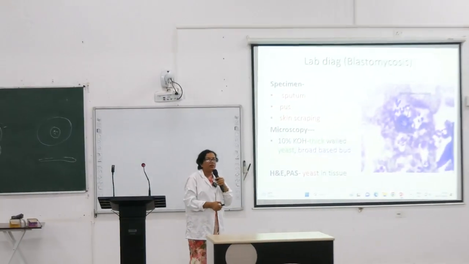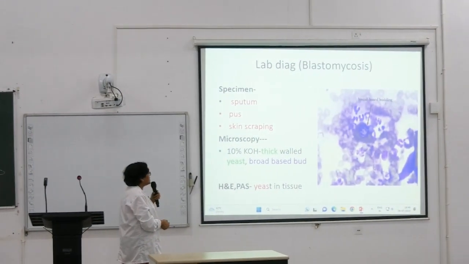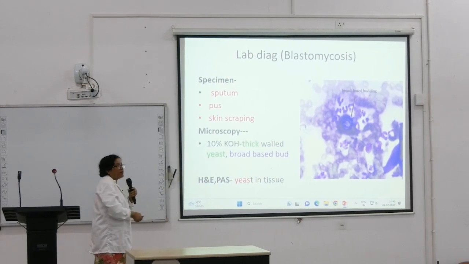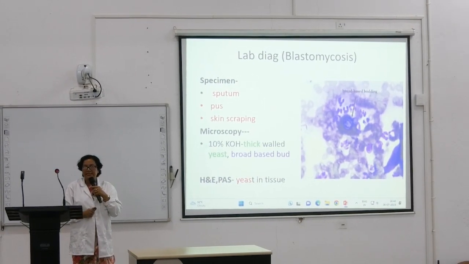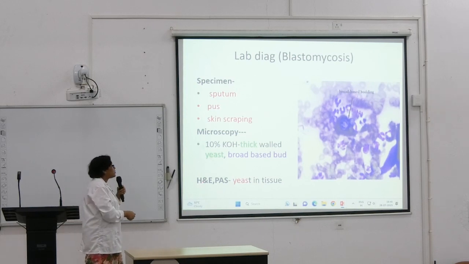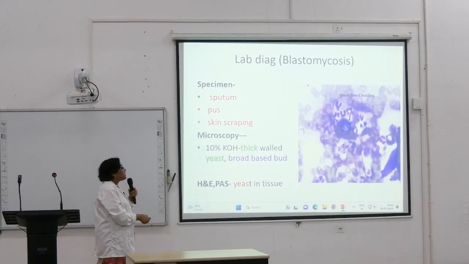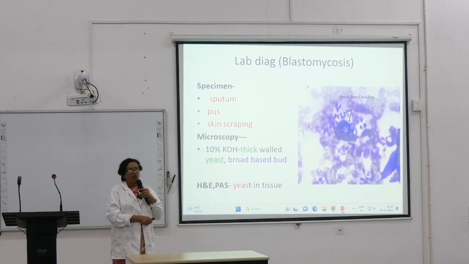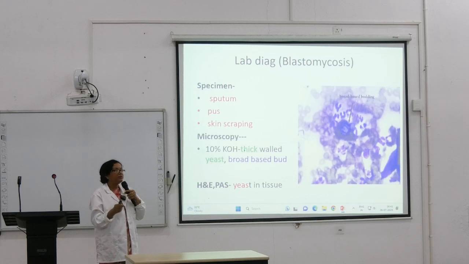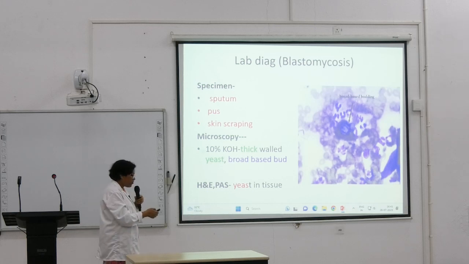And lymph node, etc. We have to go for the biopsy, that is hematoxylin eosin stain and PAS. PAS means periodic acid Schiff. Periodic acid Schiff for biopsy or hematoxylin eosin stain. And in the tissue, we will see yeast form, and at 37 degrees centigrade, we will see yeast form.